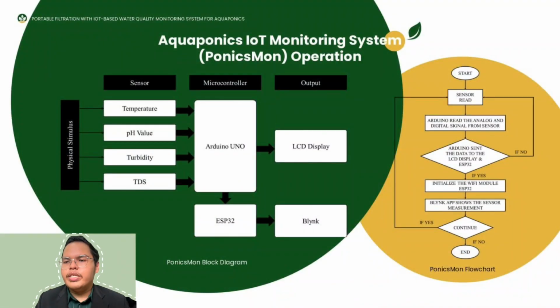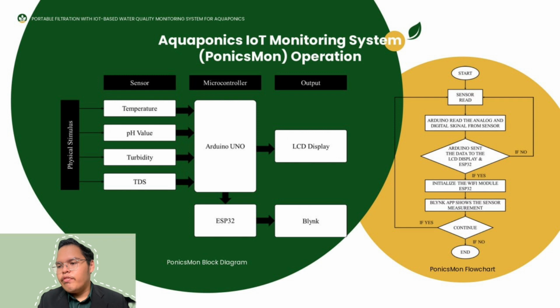And we go to the aquaponic IoT monitoring system operation. The left side is the flowchart. The right side is the block diagram. The block diagram shows the four sensors, and the microcontroller is the Arduino Uno with ESP32, and for the output, it shows the LCD display and the Blynk application acting as the IoT monitoring.